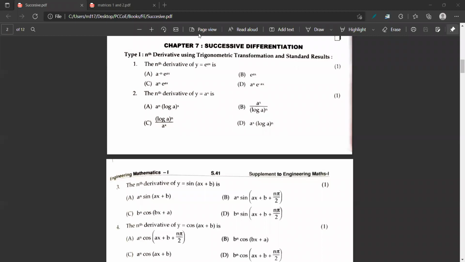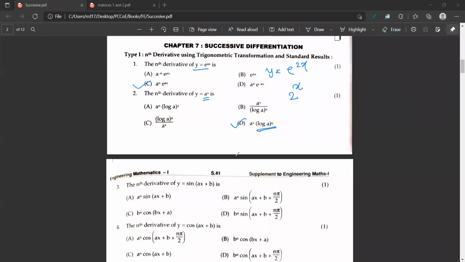The questions that they generally ask are like: find the nth derivative of y is equal to e raised to ax, or they will just give you e raised to 2x. What is the nth derivative of it? It is nothing but a raised to n into e raised to ax. Correct? Now what is the nth derivative of a raised to x? They might ask you about 2 raised to x. It is a raised to x into log of a, raised to n. Clear?